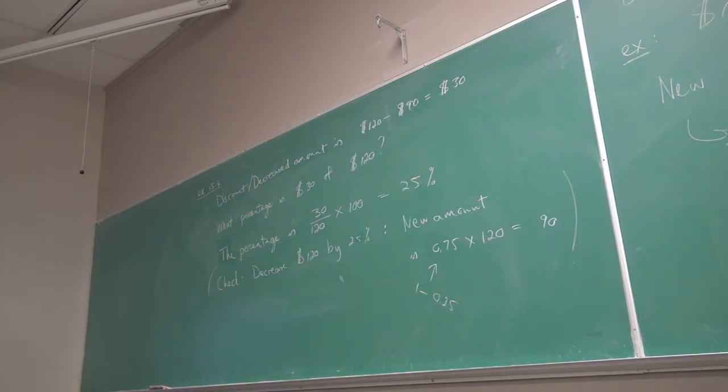Yes? For that equation at the top, would it be 120 minus 30 since you get $30 off of the item? They're looking for what percentage is that discount amount. So what is the discount amount? The change is 30. So the percentage calculation is what you saved? How much did I save? Okay. Yes, yes. Relative to the original.